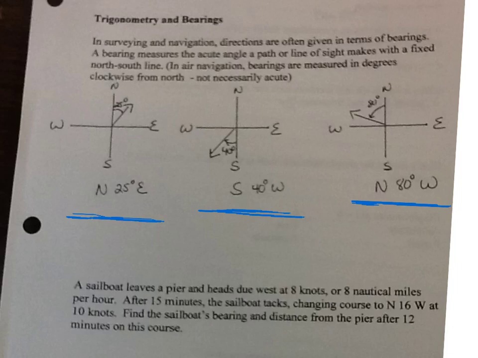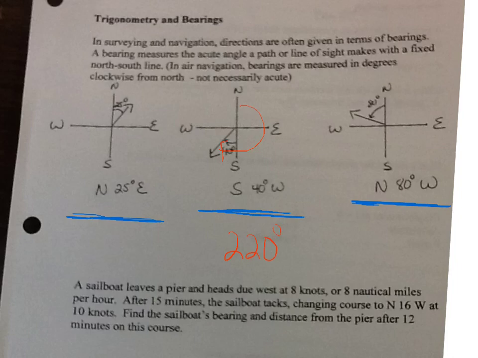Now, looking at these same pictures, if I were going to talk about air navigation, the first one would still be north 25 degrees east. In the second picture, with air navigation, and let me change the color, air navigation would be this complete angle. So in this case, you would have 180 plus 40 degrees, which is 220 degrees, our bearing, if we are talking airplane.